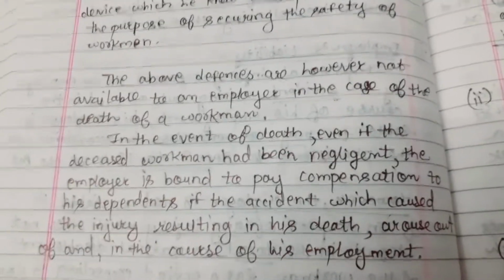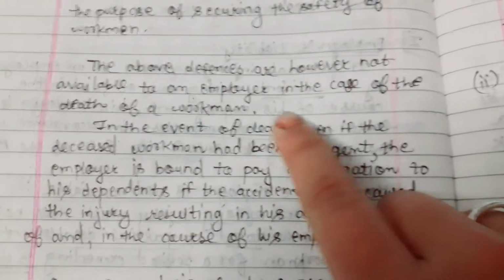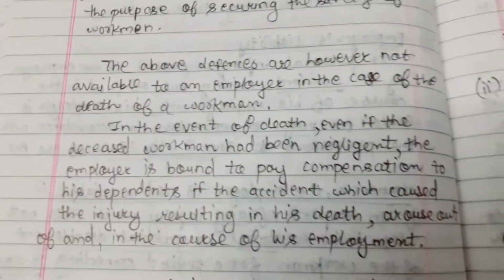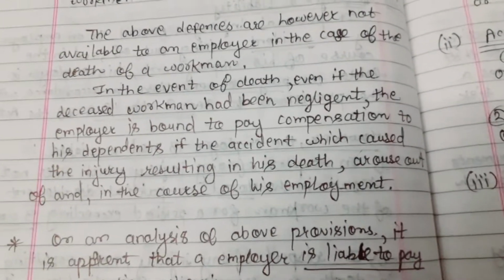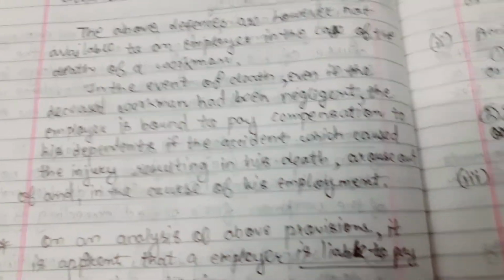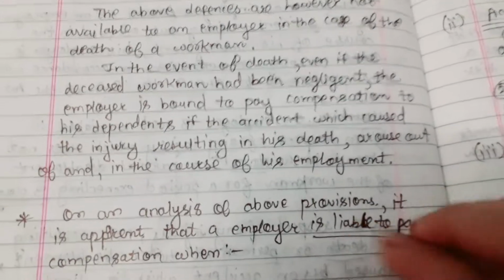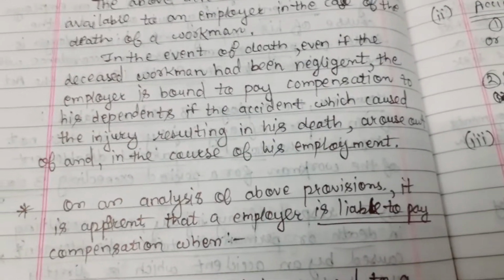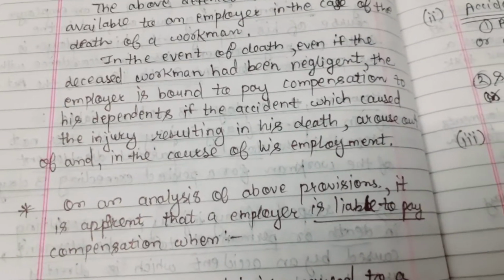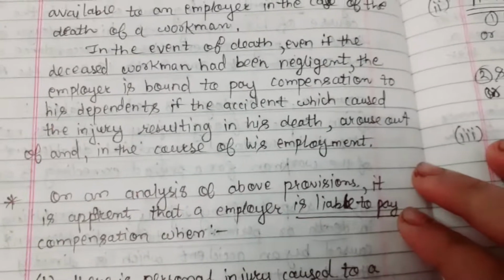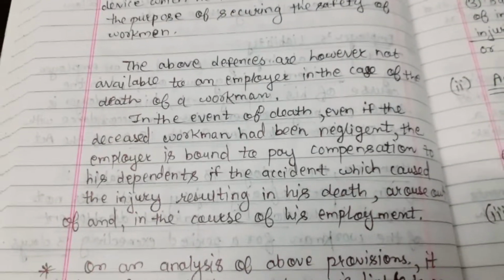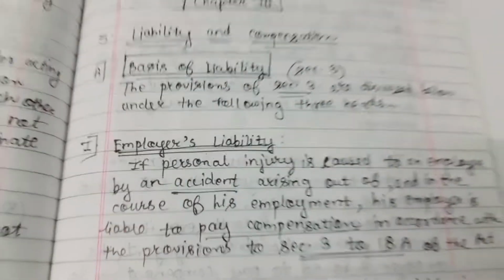The above defenses are, however, not available to an employer in the case of the death of the workman. In the event of death, even if the deceased workman had been negligent, the employer is bound to pay compensation to his dependents if the accident which caused the injury resulting in his death arose out of and in the course of his employment. So we are looking at the point basis of liability.